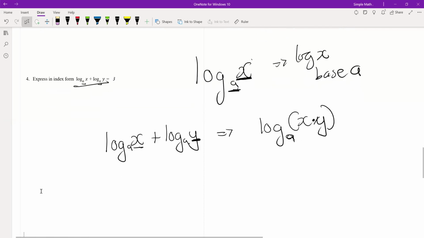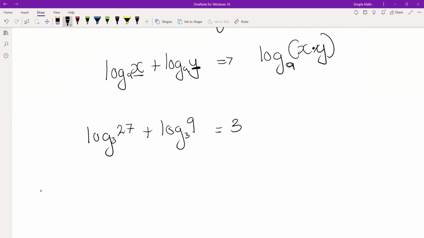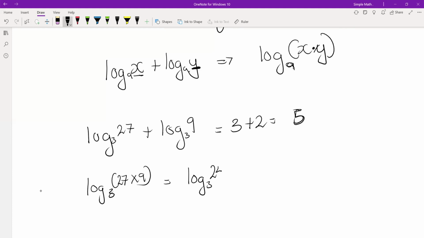Let's say I have log 27 base 3 plus log 9 base 3. Just to give an example. So log 27 base 3 is 3. Log 9 base 3 is 2. That gives us 3 plus 2, which gives us 5. If I were to multiply them, this would be log 27 times 9 base 3. 27 times 9 would give us 243, so that would be log 243 base 3. And what is that? That also gives us 5.